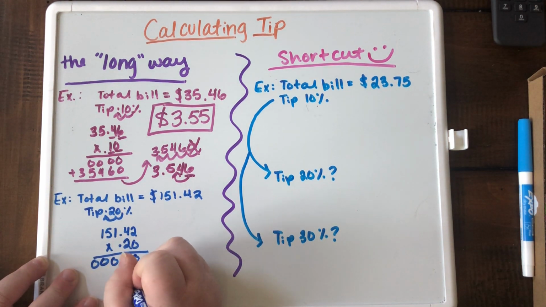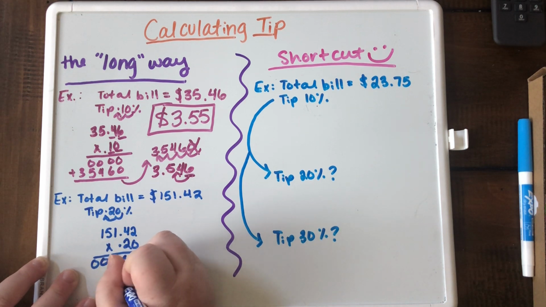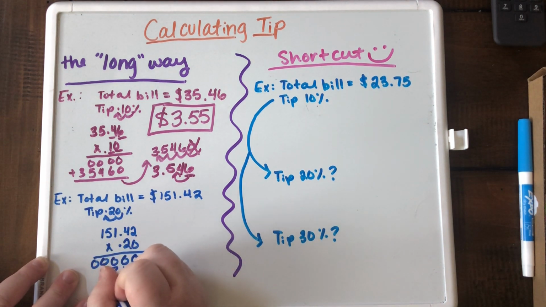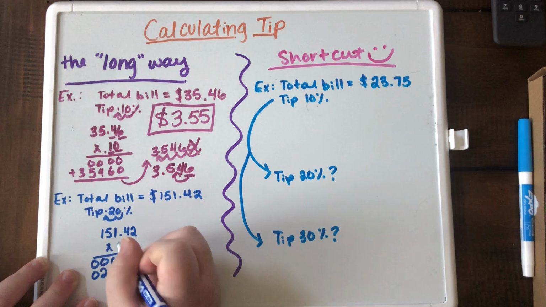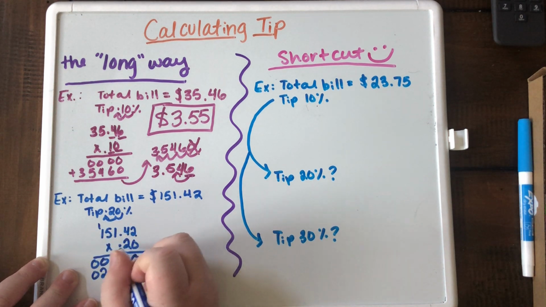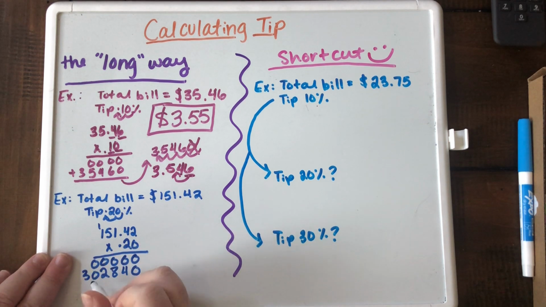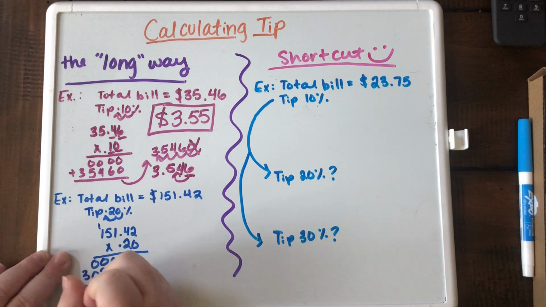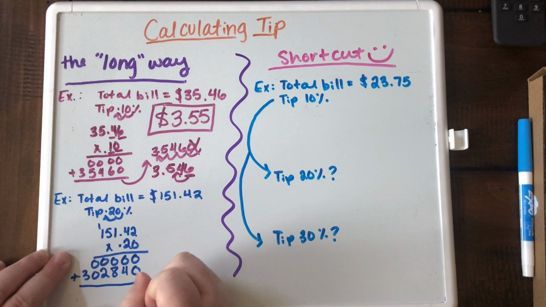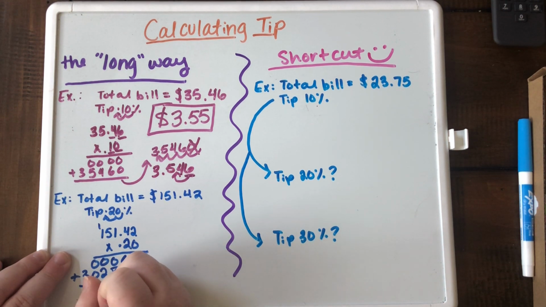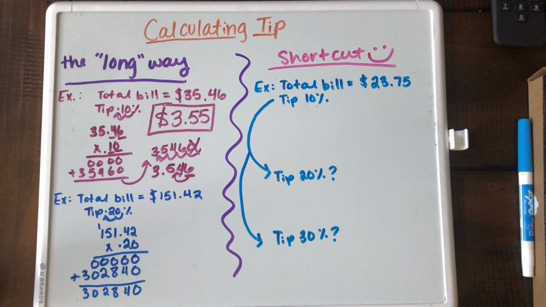2 times 2 is 4. 4 times 2 is 8. 2 times 1 is 2. 2 times 5 is 10, so we have to carry that 1. 2 times 1 is 2 plus 1 is 3. Now we're going to add all this up. 0, 4, 8, 2, 0, 3. So this is what we get.